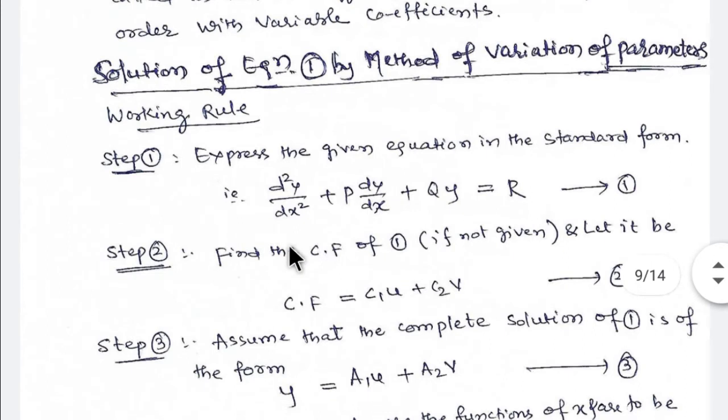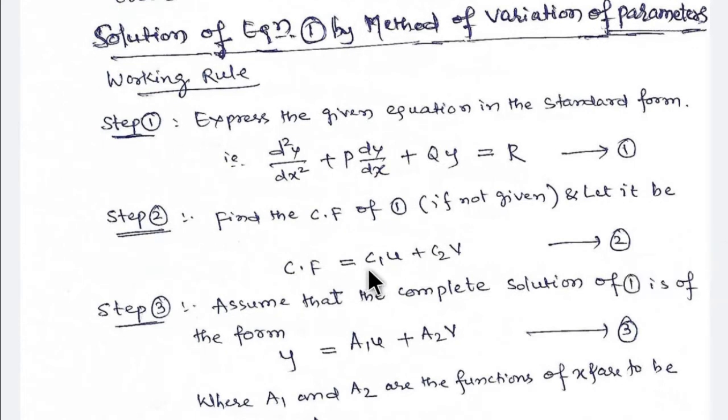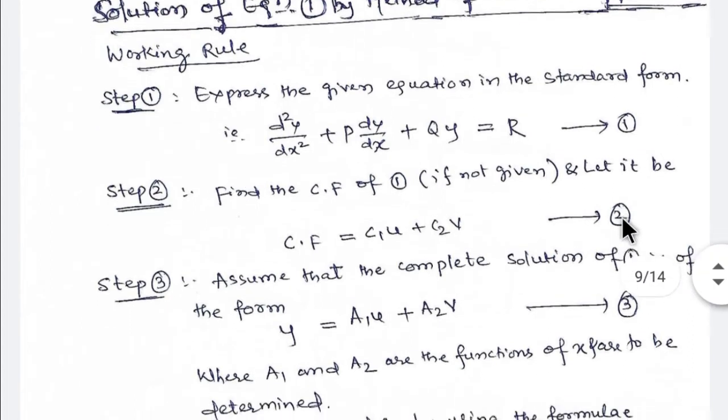Step number 2: find the complementary function of 1, that is CF of 1. Sometimes it is given, and then you have to take that. If it is not given, you have to find the complementary function of 1, and let it be CF equal to C1 into u plus C2 into v. This is called equation 2.